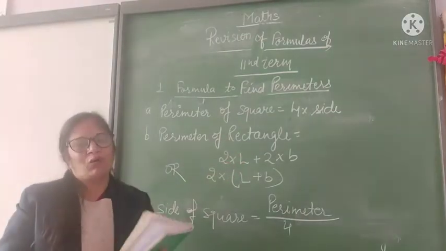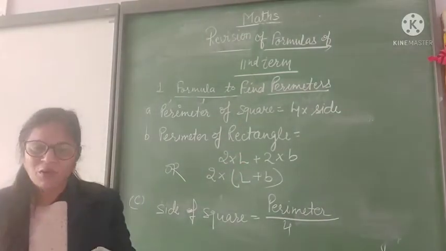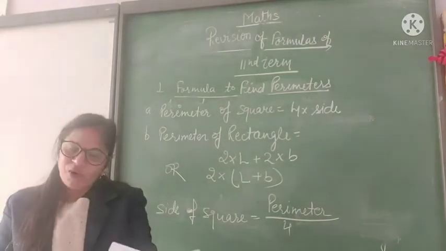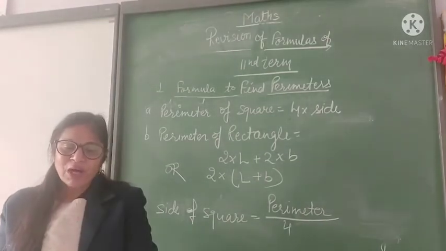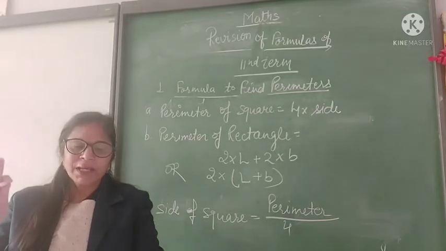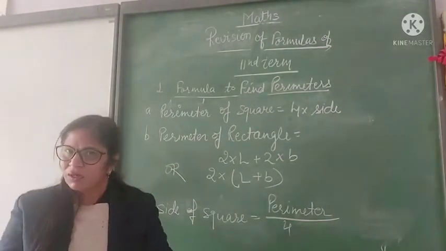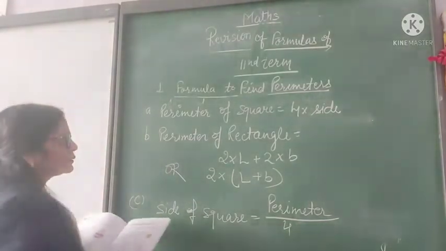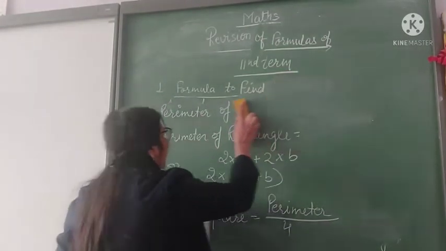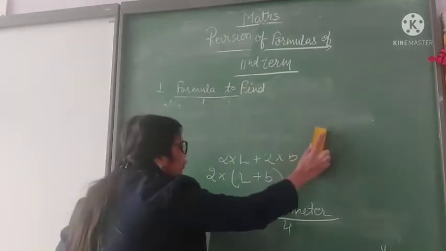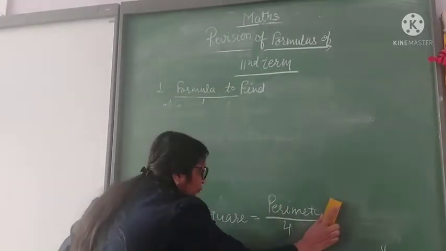Okay, children. Now we come to the next formula. It is of volume. Children, what was the volume? Volume is the space occupied by something is called its volume. And in this chapter, we will learn the formula to find the volume of cube and cuboid.